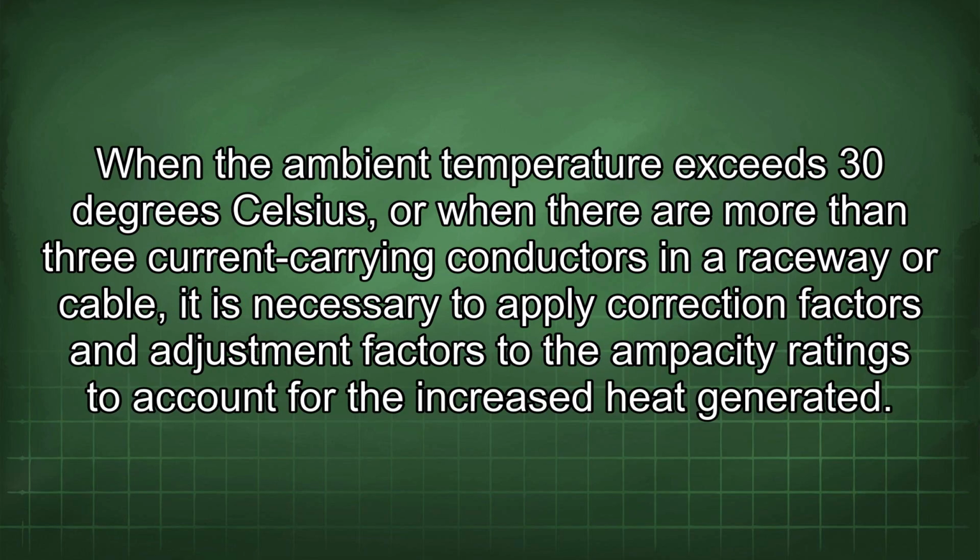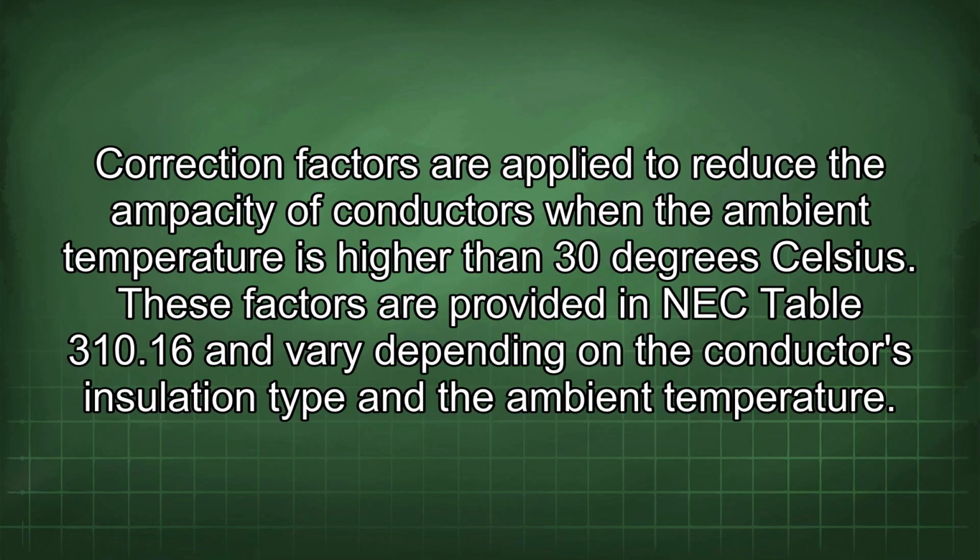When the ambient temperature exceeds 30 degrees Celsius, or when there are more than 3 current-carrying conductors in a raceway or cable, it is necessary to apply correction factors and adjustment factors to the ampacity ratings to account for the increased heat generated. Correction factors are applied to reduce the ampacity of conductors when the ambient temperature is higher than 30 degrees Celsius. These factors are provided in NEC Table 310.16 and vary depending on the conductor's insulation type and the ambient temperature.